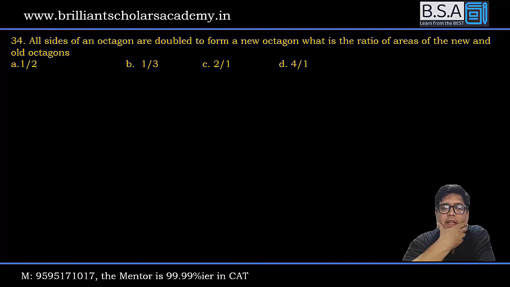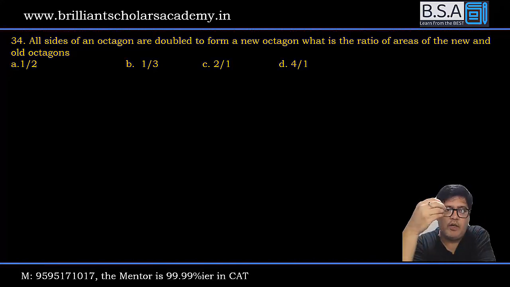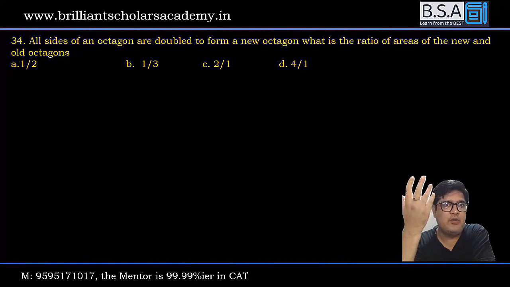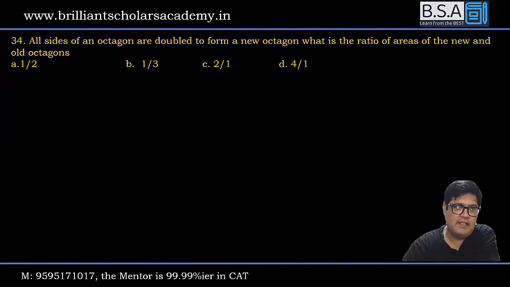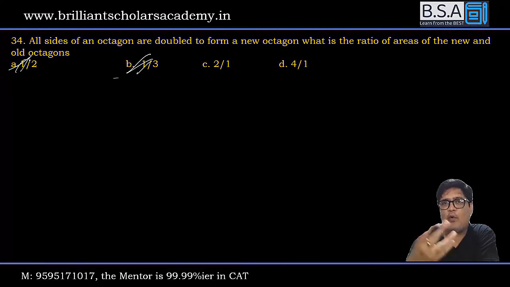Okay, good. Then straightforward. Very good. Now, one simple observation: because we are increasing the side, area should increase. This is wrong, because area is increasing. The new octagon will have more area. Numerator should be more. So the answer is either C or D.